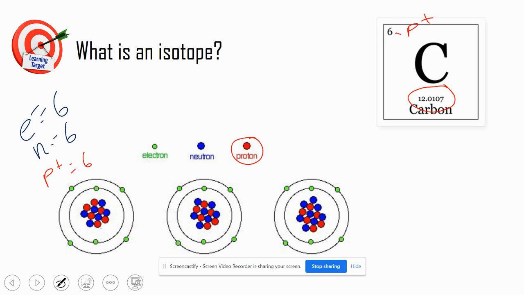So not an isotope in this case in that first one. Well, let's look at the next one. All right, next one looks a little bit different.